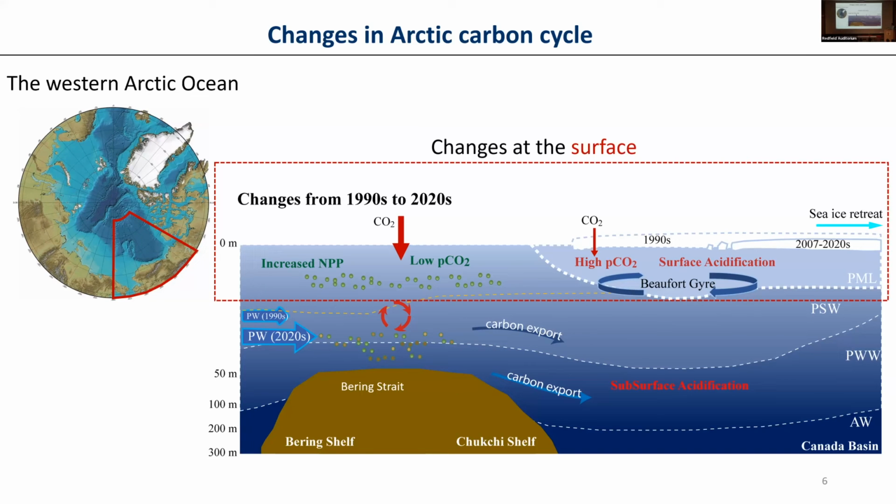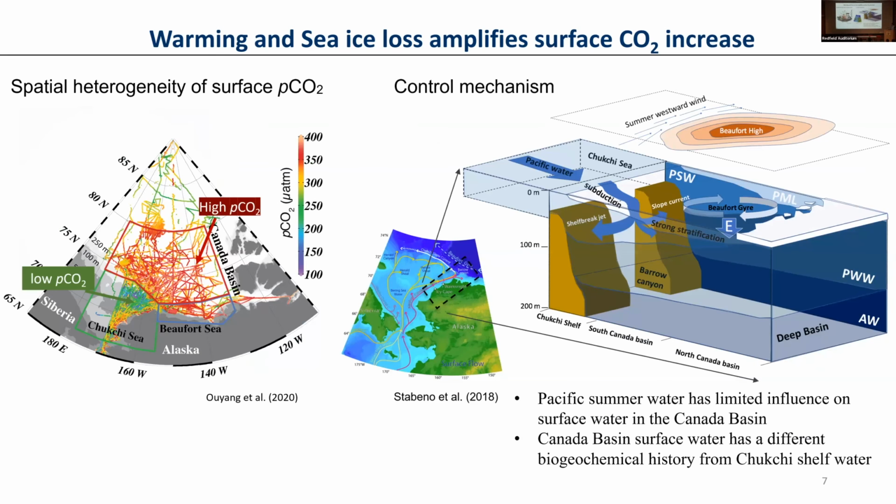Let's first look at the change at the surface. The first question we want to address is: as the sea ice retreats from the shelf into the central basin, can the Arctic Ocean increase its CO2 sink? To answer this question, we need to first understand the distribution of the sea surface pCO2 in this area and examine the long-term trend, how the pCO2 changes with time.